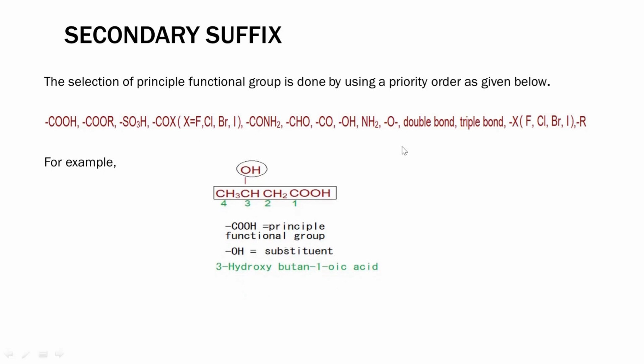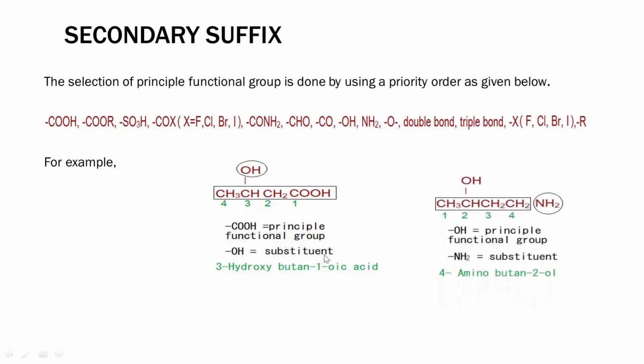Let's see some examples over here. In this example, we have two functional groups, COOH and OH functional group, right? So we have COOH over here and OH over here. That's why COOH is getting priority. That's why COOH is the principal functional group and OH acts as a substituent or prefix. That's why we use oic acid. Oic acid is the secondary suffix of the COOH group. We cannot use OL because OH is the substituent here.